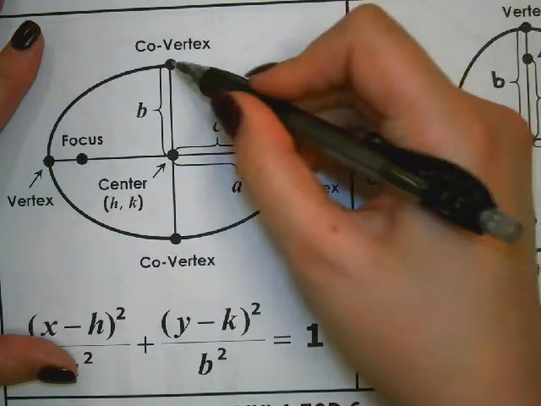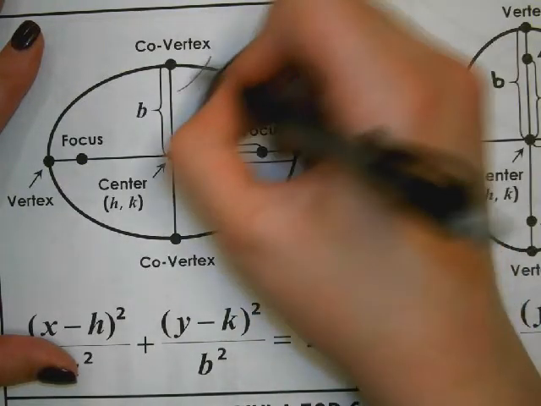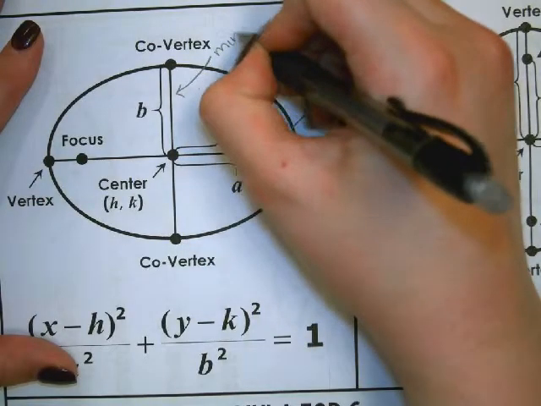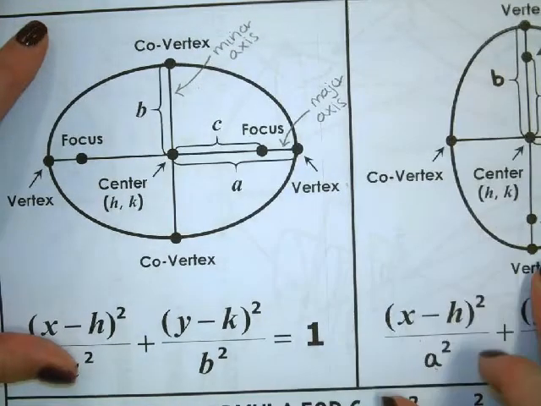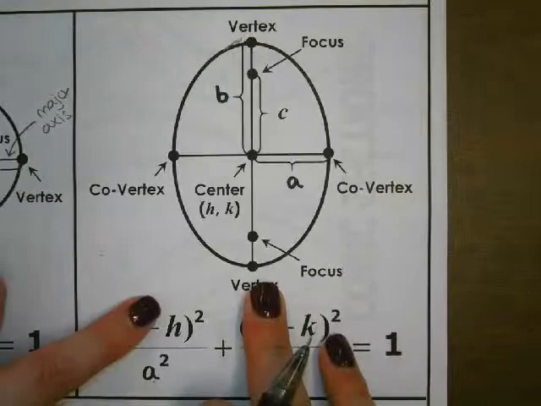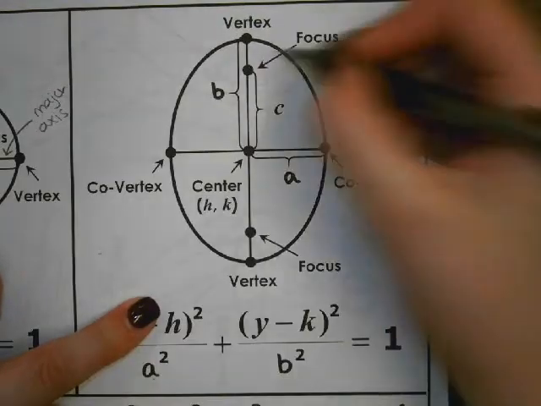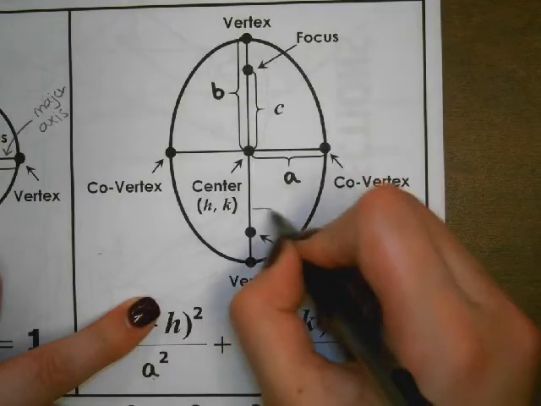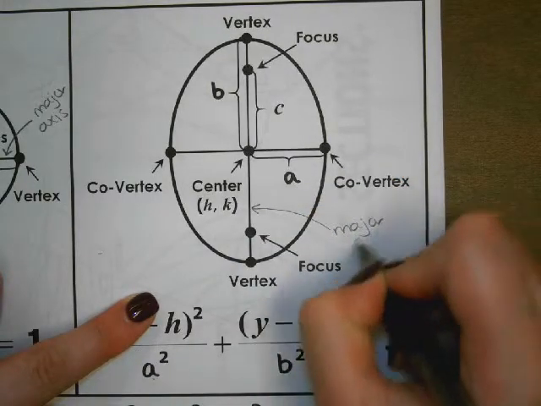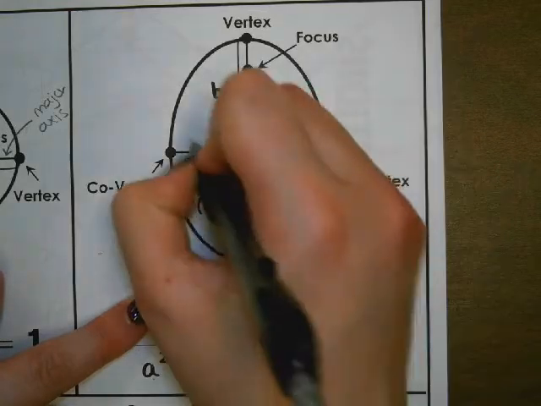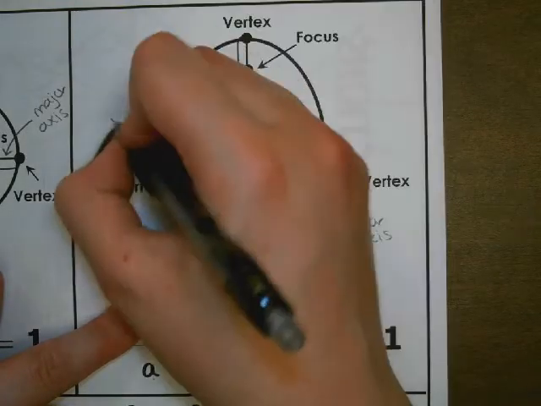And the one that connects the co-vertex with the other co-vertex is called the minor axis. So when the ellipse is oriented this way, those are the names. And then when it's oriented this way, they're going to switch. So we'll say this one right here is the major axis, and this one here is the minor axis.